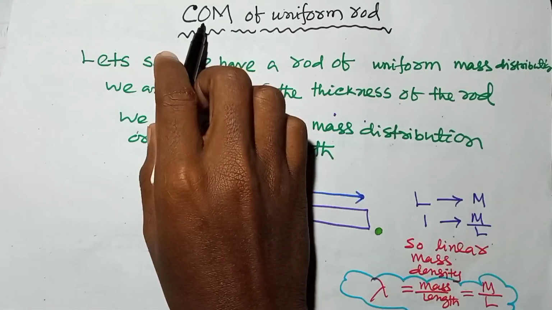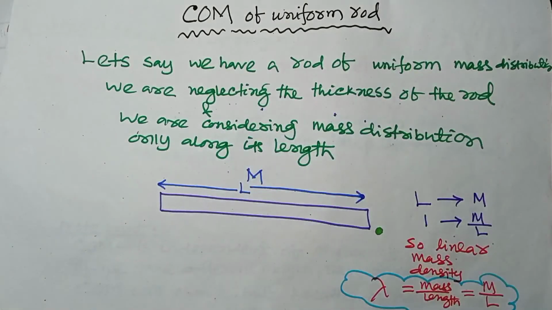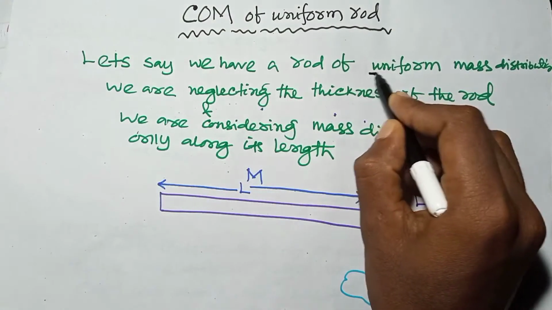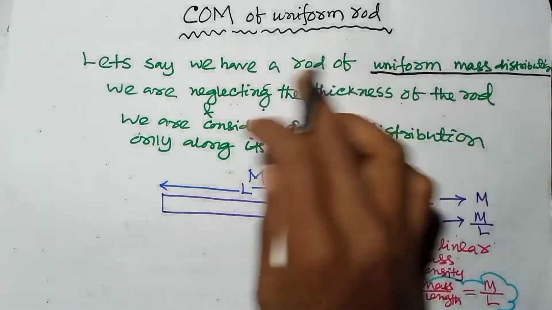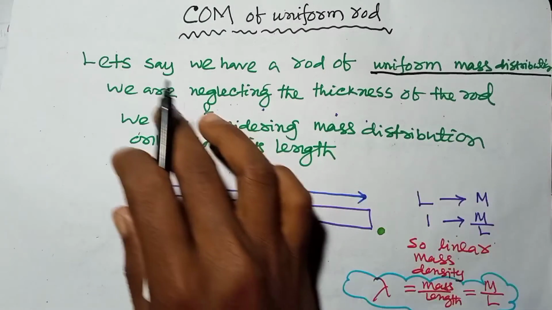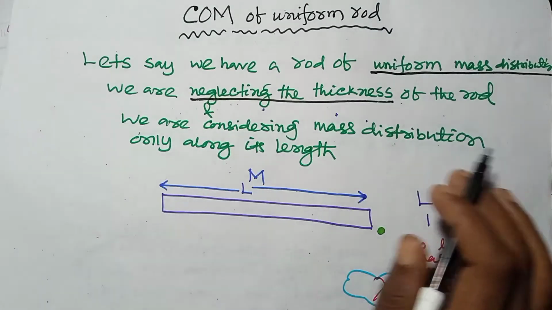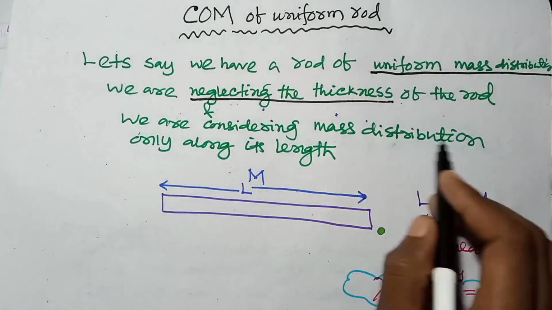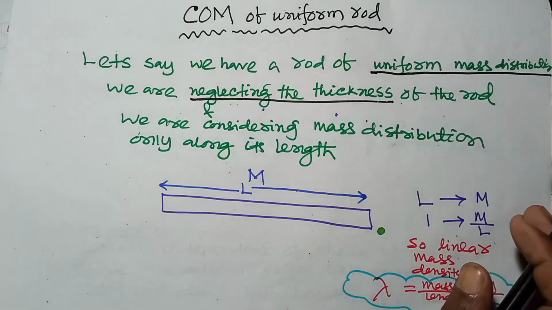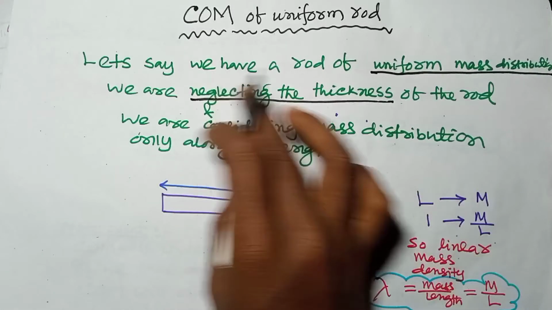So our today's topic is center of mass of a uniform rod. Okay, so let's say we have a rod of uniform mass distribution. This is a very important point. Here we are neglecting the thickness of the rod, and we are assuming that the mass distribution is only along its length. Whatever mass is distributed, it is only along the length. And we are neglecting the thickness of the rod.